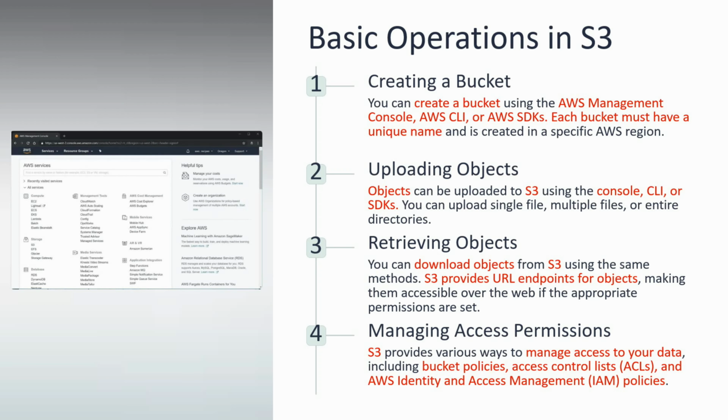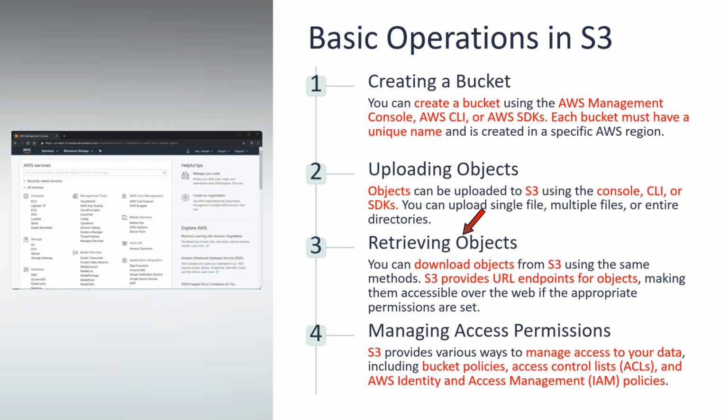Now we will see basic operations in S3. First point is creating a bucket. You can create a bucket using the AWS Management Console, AWS CLI, or AWS SDKs. Each bucket must have a unique name and is created in a specific AWS region. The second point is uploading objects. Objects can be uploaded to S3 using the AWS Management Console, CLI, or SDKs. You can upload a single file, multiple files, or entire directories.